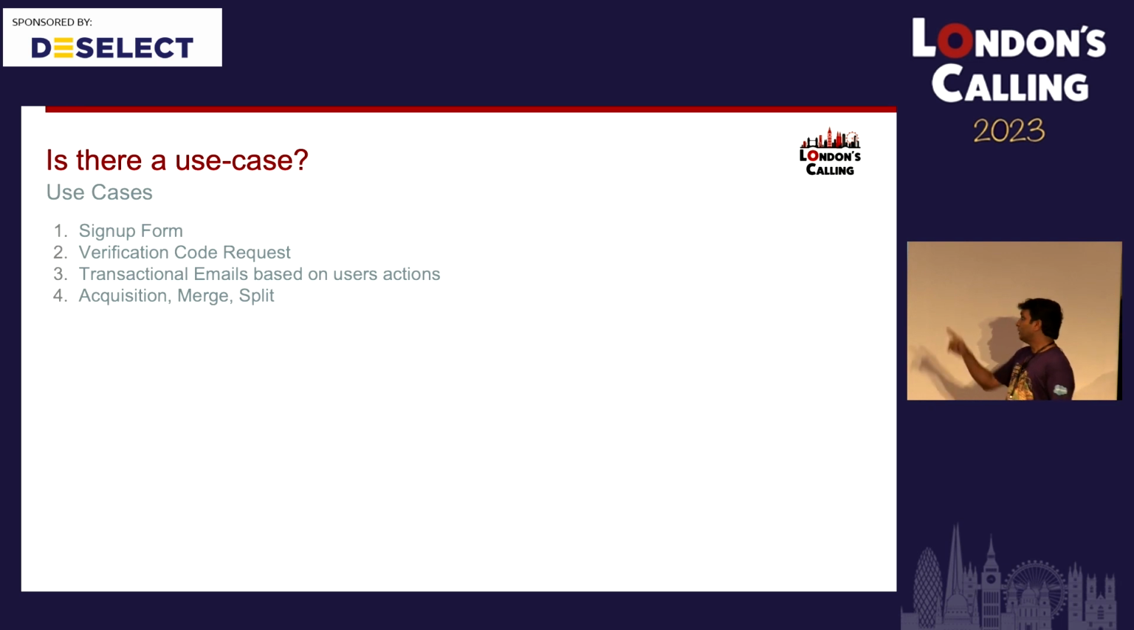The fourth use case is very interesting, which is acquisition, merge, and split, where the two companies goes into an engagement where the company acquired another company, or maybe the two different companies merged together, or maybe the one company split it into the two different companies. Let's talk about the acquisition use case, where the parent company has their own Marketing Cloud instance, and the child company also got their own Marketing Cloud instance.